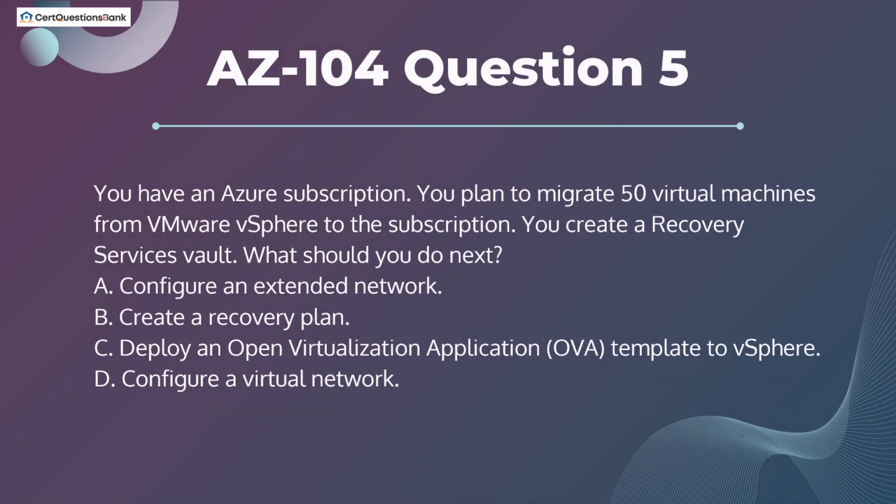You have an Azure subscription. You plan to migrate 50 virtual machines from VMware vSphere to the subscription. You create a recovery services vault. What should you do next? A. Configure an extended network. B. Create a recovery plan. C. Deploy an open virtualization application, OVA, template to vSphere. D. Configure a virtual network.